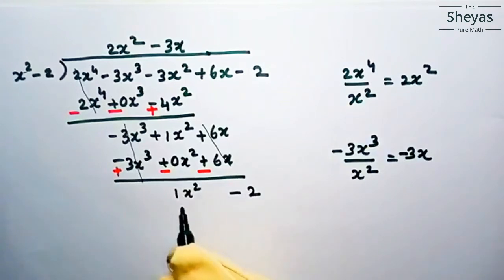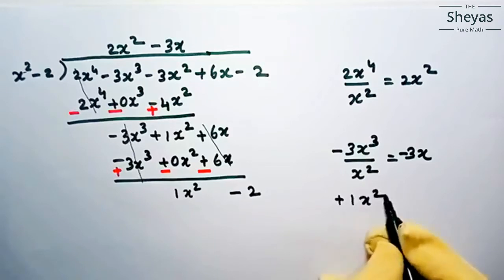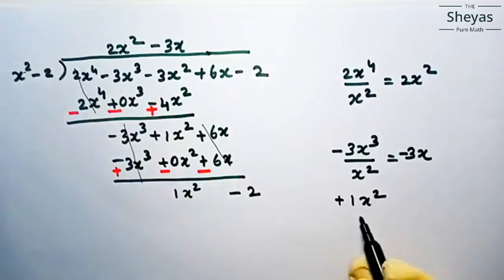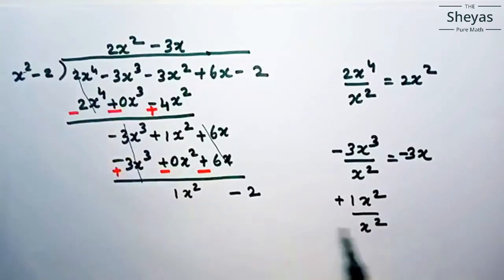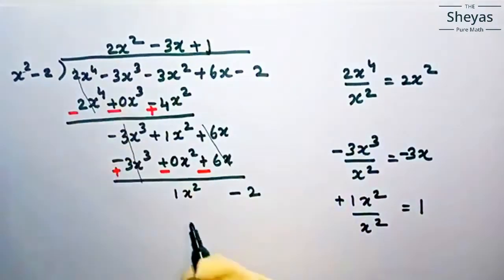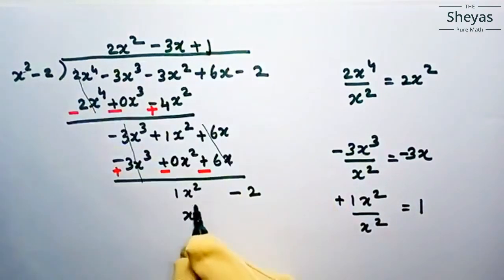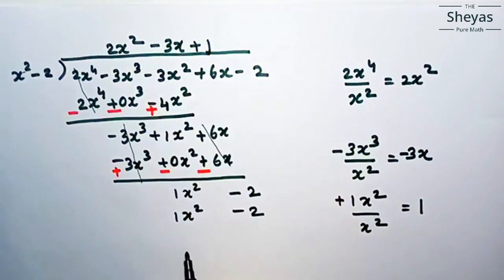So what is the first term here? Plus 1x square, and here also it is 1x square. First term is x square, here 1x square, both are the same. So when you cancel, you will be getting 1. Now write this 1 in the quotient, so plus 1. When I multiply this, what will you get? 1 into x square is x square. Then 1 into minus 2 is minus 2.